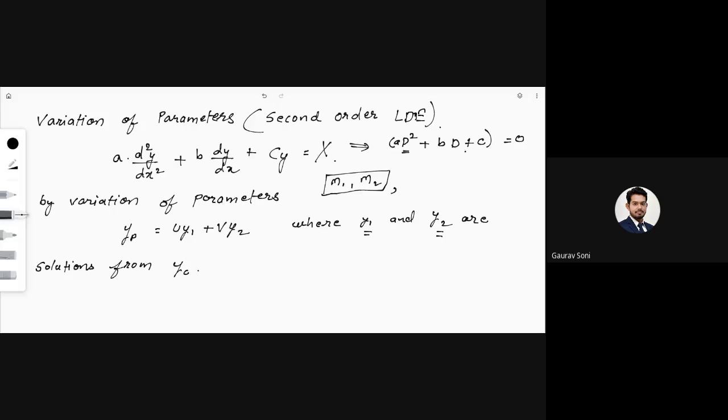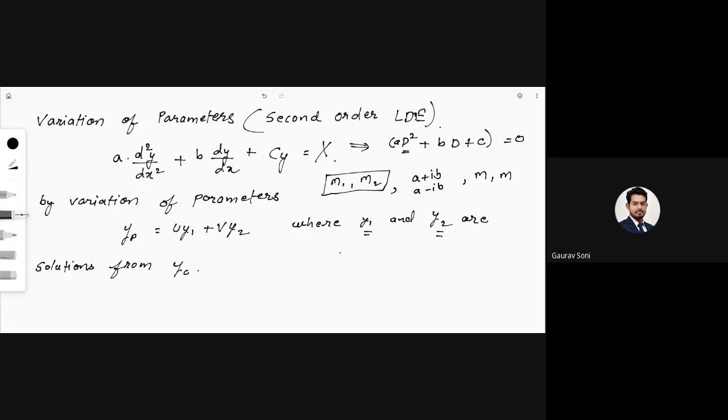Then either you will have both of them as complex, a plus ib, a minus ib. These are the only cases. Since this is degree 2, you will have two roots always. Either both of them can be complex conjugates, or real and distinct, or real and repeated, m comma m.